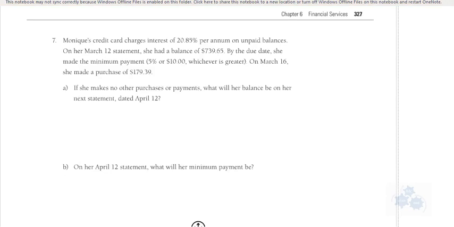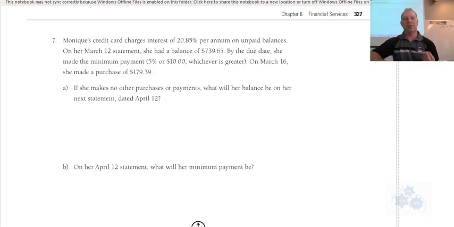Okay, so this is question number 7 on the chapter review for chapter 6 that I gave you. This is about credit cards. It's about calculating interest per day, and certain purchases. If you make a purchase on this date, then it accumulates until you pay it off. But if you make a purchase later, it accumulates over less time if you pay it all off on the same date. So we have to think about it that way.